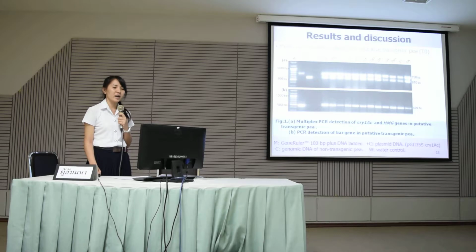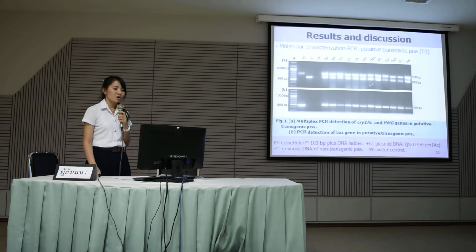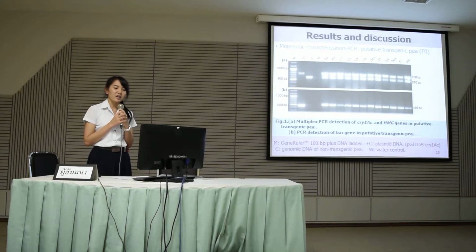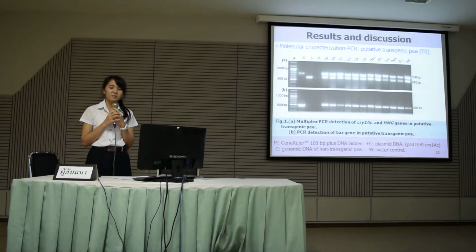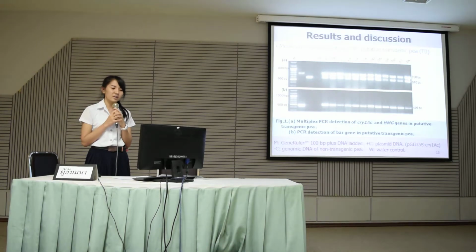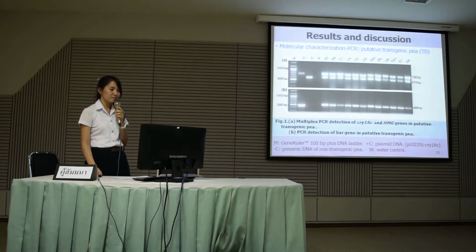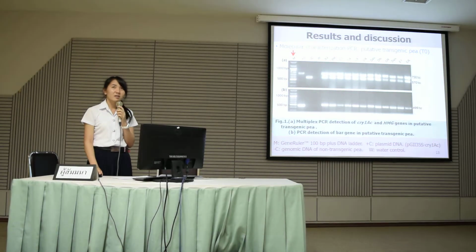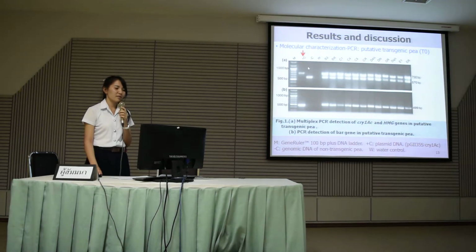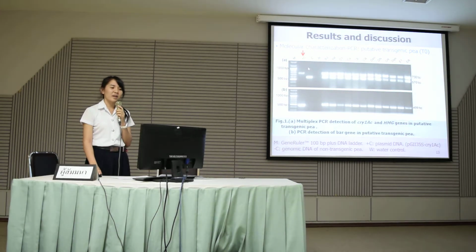Result of PCR of putative transgenic P is shown in figure 1. A is multiplex PCR detection of CRY1AC gene and HMG gene in putative transgenic P, and B is PCR detection of bar gene in putative transgenic P. M is marker, and positive control is plasmid DNA. Negative control is genomic DNA of non-transgenic P, and water control.